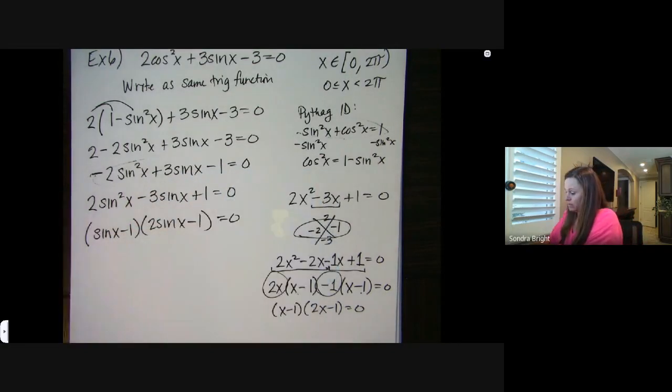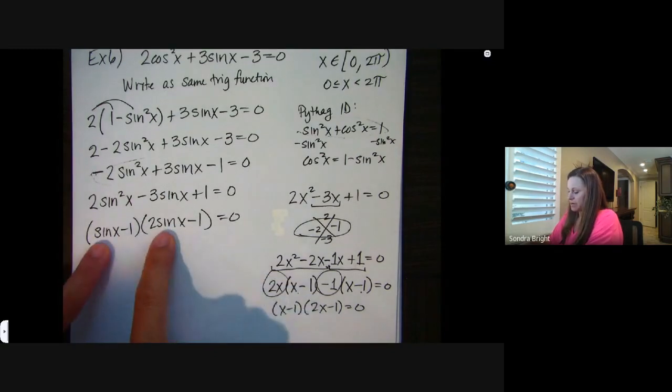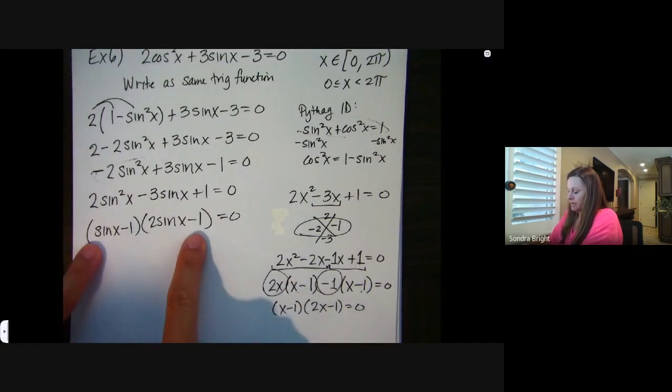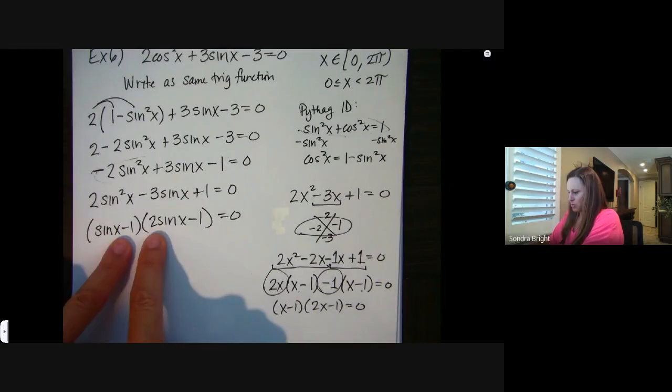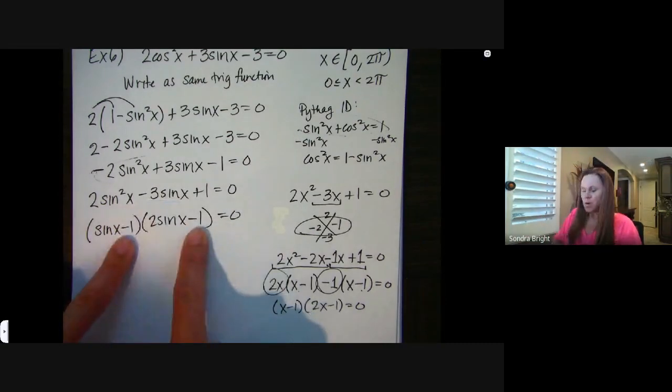You can double check yourself, FOIL this out, right? First times first is 2 sine squared. Outer and outer is a minus 1. Inner and inner is a minus 2 sine. So minus 1 sine and minus 2 sine gives you minus 3 sine. Last times last gives you a plus 1. Yay, we factored it correctly.